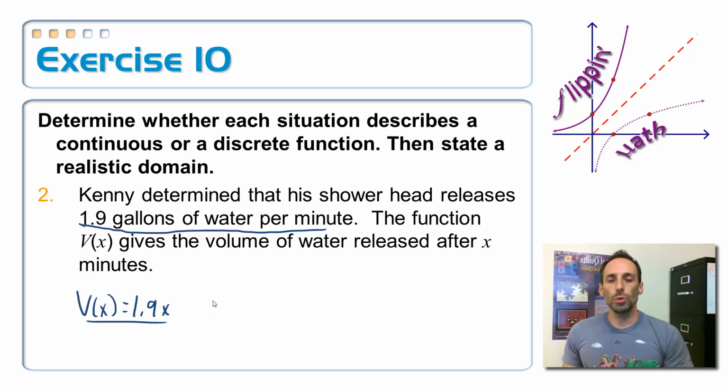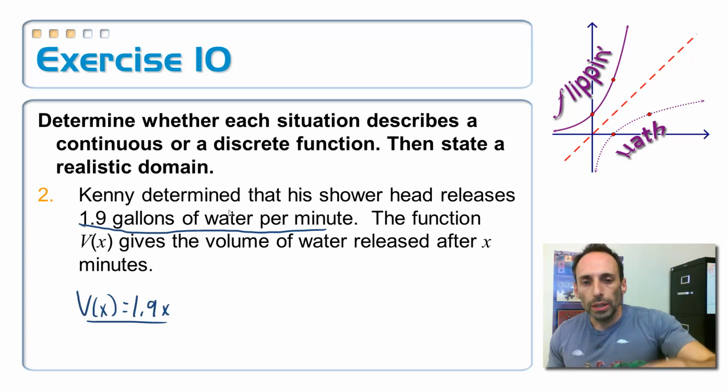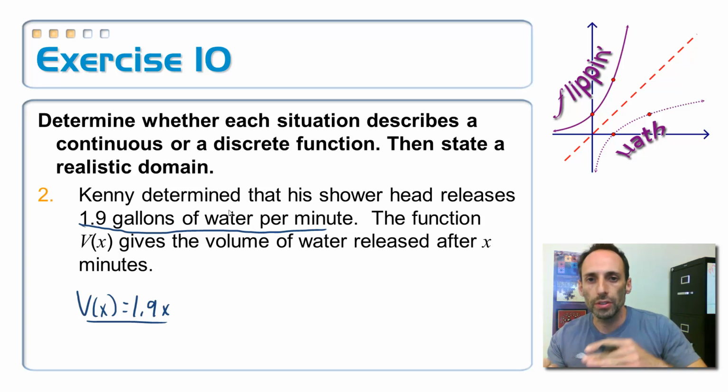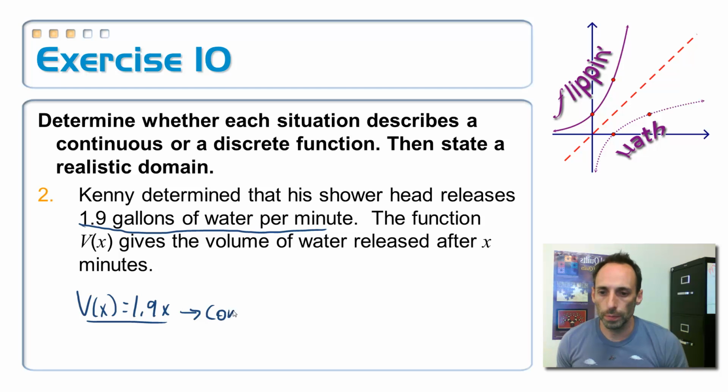Is this continuous or discrete? If it's continuous, then all the water is coming out and there's no spaces in between when the water comes out in second 1 and when the water comes out in second 2. If it's discrete, it goes like this. How does your shower work? I don't know about yours, but mine is continuous. The water is always pouring out until I turn it off. So this is a continuous function.